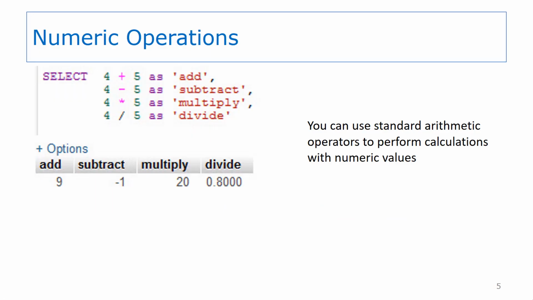Now we'll look at numeric operations. Strictly speaking, numeric operations are not functions, but we'll look at them now so that you'll know how to work with them. This simple select statement shows an example of the four common arithmetic operators. For each operation, we use the AS keyword to assign a column alias for the resulting value. Because ADD is an SQL keyword, we need to surround it with the MySQL reserved word delimiter.